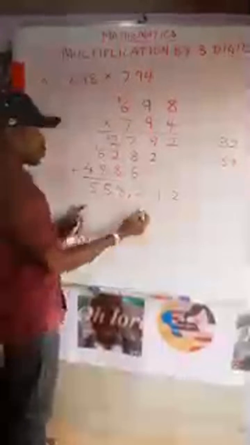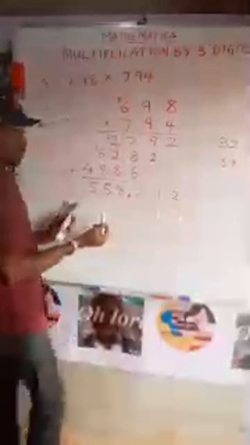Remember to count 3 digits before you put a comma, to be able to know the place value of the number. We have 554,212. So that is the answer. Even if you use your calculator to punch that, you have that as your answer. Do you understand? So that is how to multiply numbers using 3 digits.